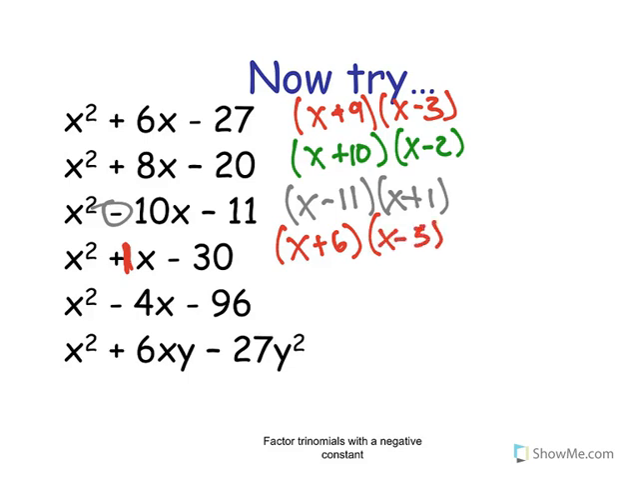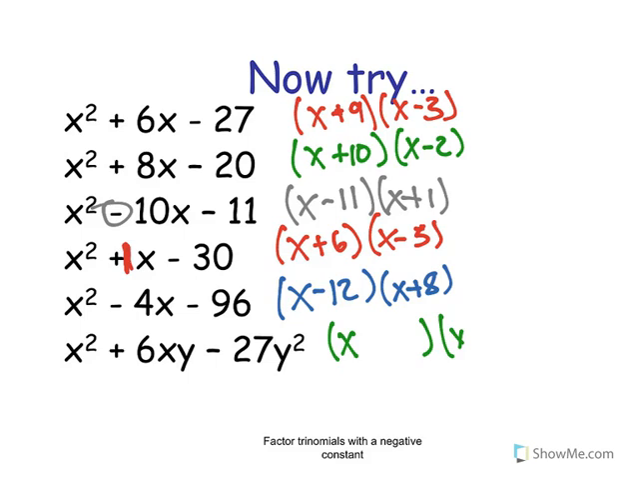Now we're looking for two factors of negative 96 that add to negative 4. So there's not that many factors of negative 96. If you list them all out, you'll get negative 12 and positive 8. And then this last one, we said we're going to factor it normally. So two factors of negative 27 that add up to 6, I would say should be positive 9 and negative 3. And since we have the variable y, we just add the additional y, and now it's going to check perfectly.